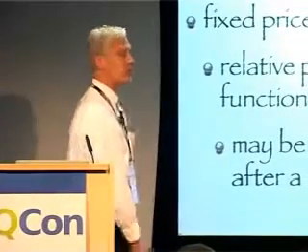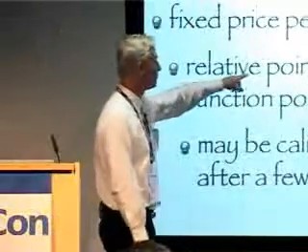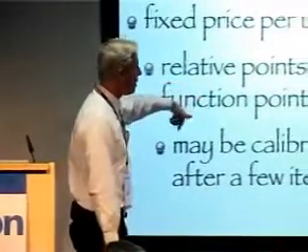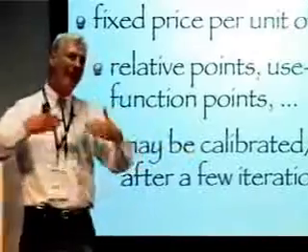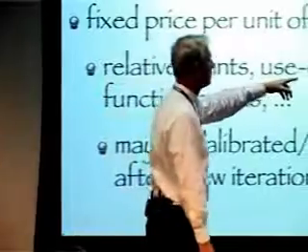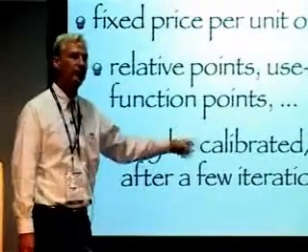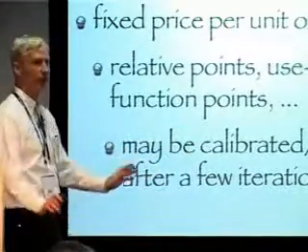Fixed price per iteration is a very common model for us. If it's some kind of a relative point system, what we do sometimes is that we'll know an average price per point, or for example, an average price per use case point. But then what we sometimes do is run a number of iterations and then calibrate that to this particular project. And all of this is agreed upon ahead of time.